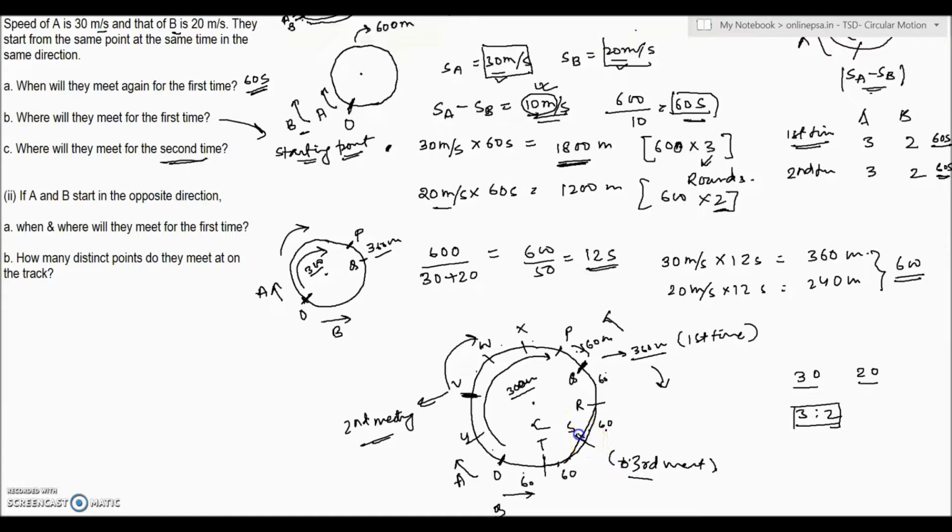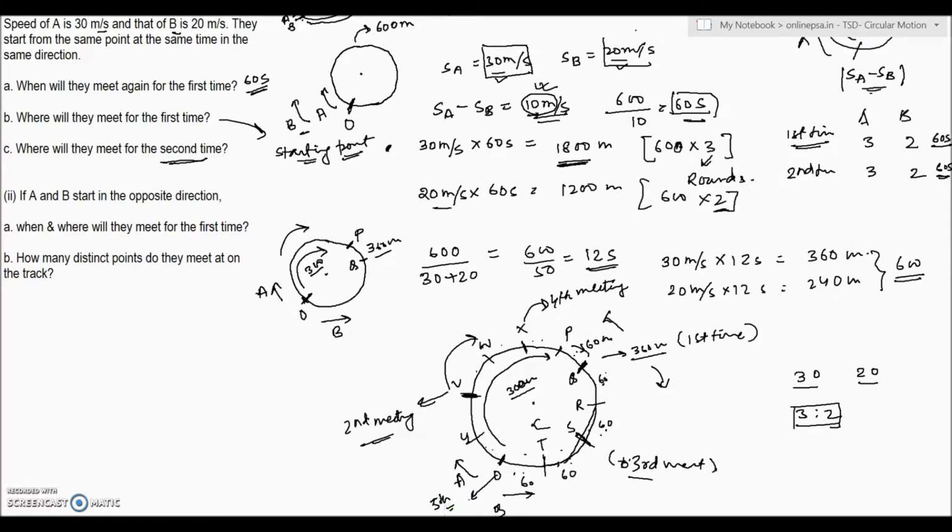So we'll find out where is the fourth meeting point. 1, 2, 3, 4, 5, 6, right? X seems to be the fourth meeting point. Now from X we'll again count 6 divisions or 360, I'm sorry, 360 meters. 1, 2, 3, 4, 5, 6, and O is the fifth meeting point, right?